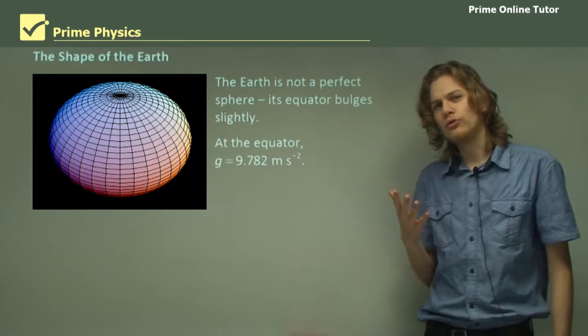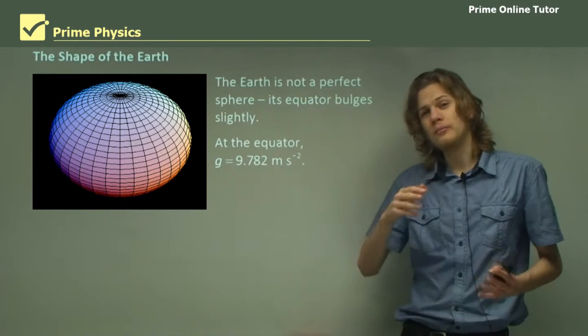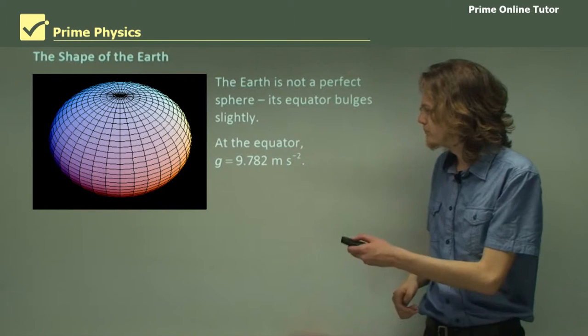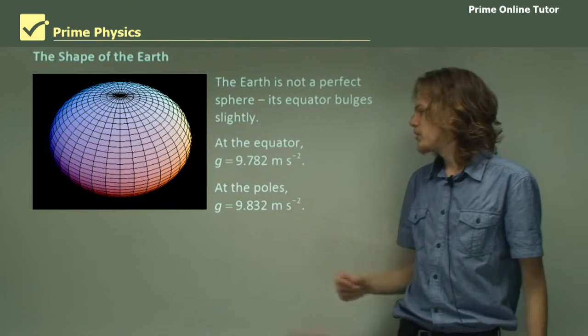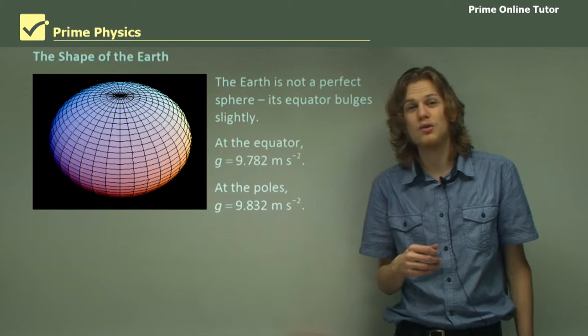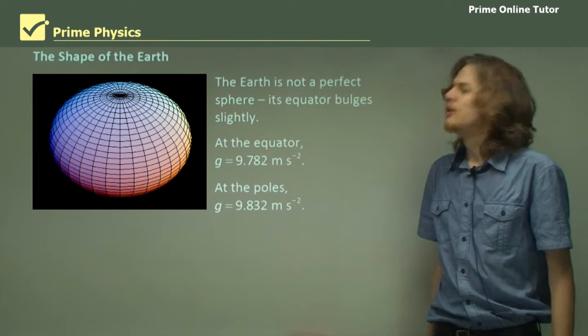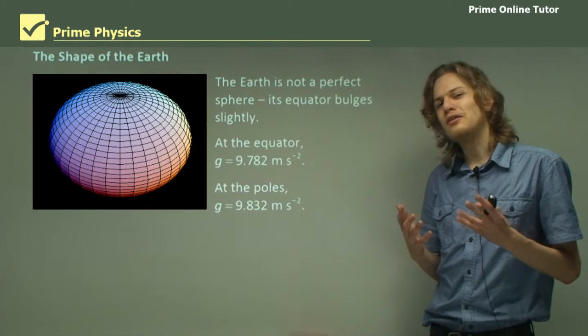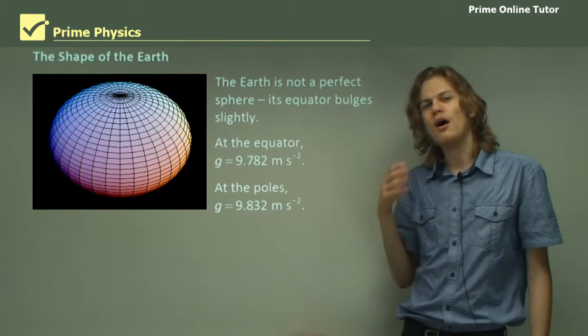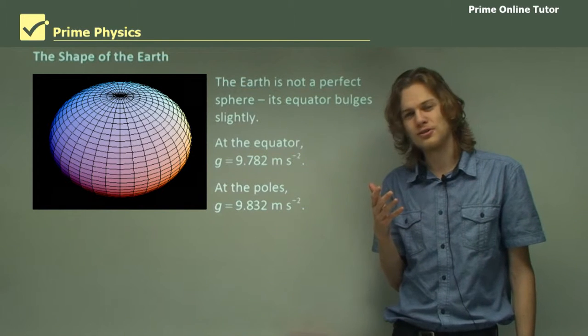So what about the poles? Well, those are a little bit closer to the center of the Earth, so the gravity will be stronger. At the poles, gravitational acceleration equals 9.83 instead of 9.81. But you can see that there's not a huge amount of difference, once again. At the moment, we're talking about hundredths of a meter per second.